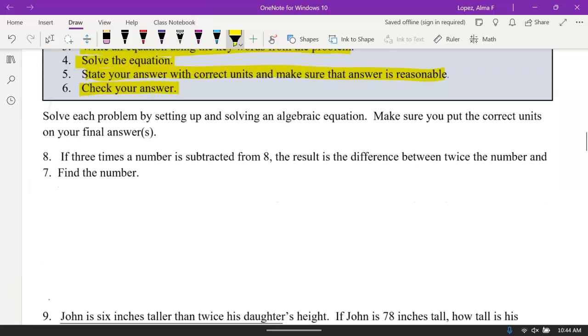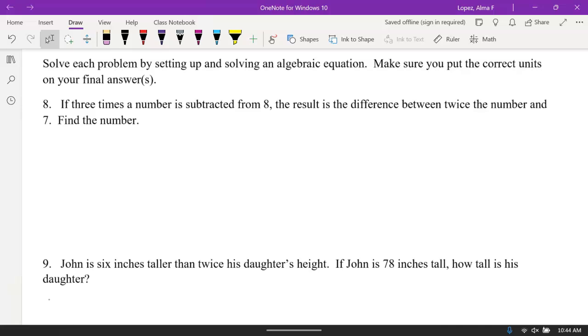Let's keep going. We're going to solve each problem by setting up and solving an algebraic expression. Make sure you put the correct units on your final answer. And for instance, if we're finding feet or miles or gallons, okay? Now, if 3 times a number is subtracted from 8, the result is, there's my equal sign, the difference between twice a number and 7. Find the number. Okay, I found my equal sign, so I know it's going to break up right there.